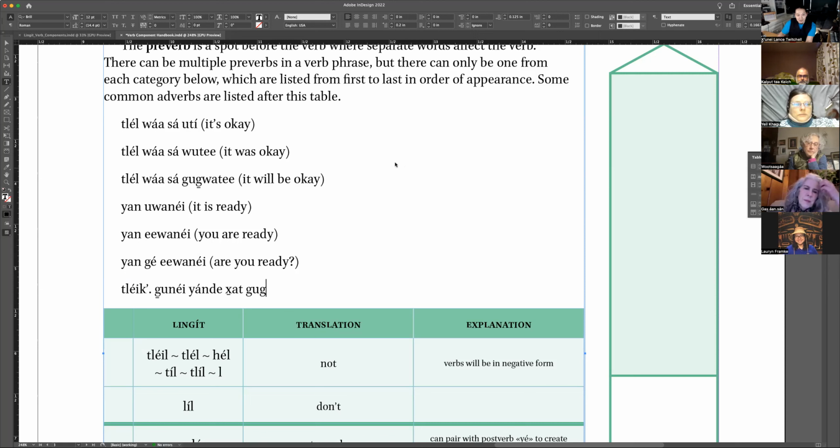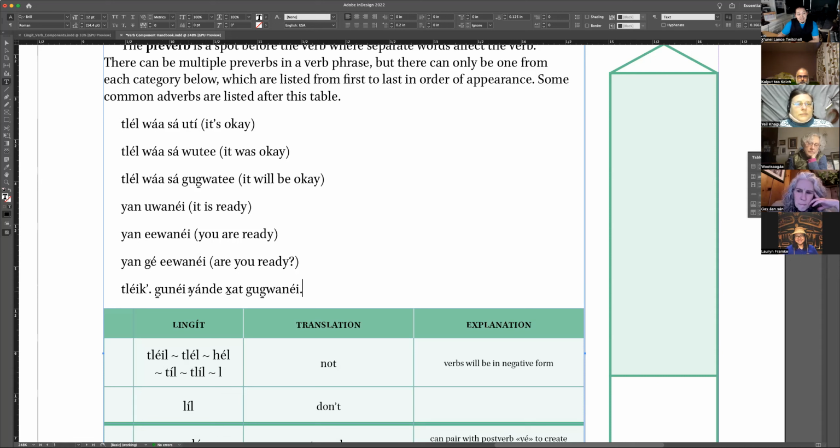This program does not allow the combined characters, so doing the underlines is a pain. So I could say Qone yande khatka qone. And what is that saying? Anybody know? No, I will not be ready. Well, Qone is to start. Yan, when you go to a future, it's going to switch to yande.